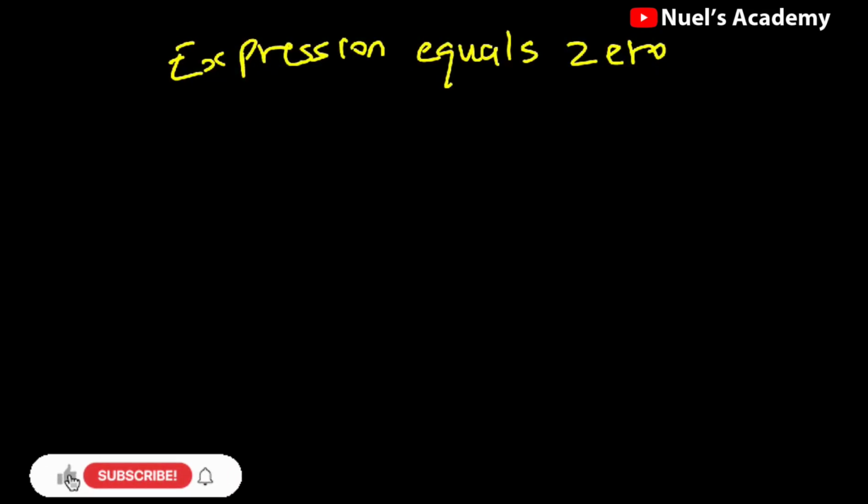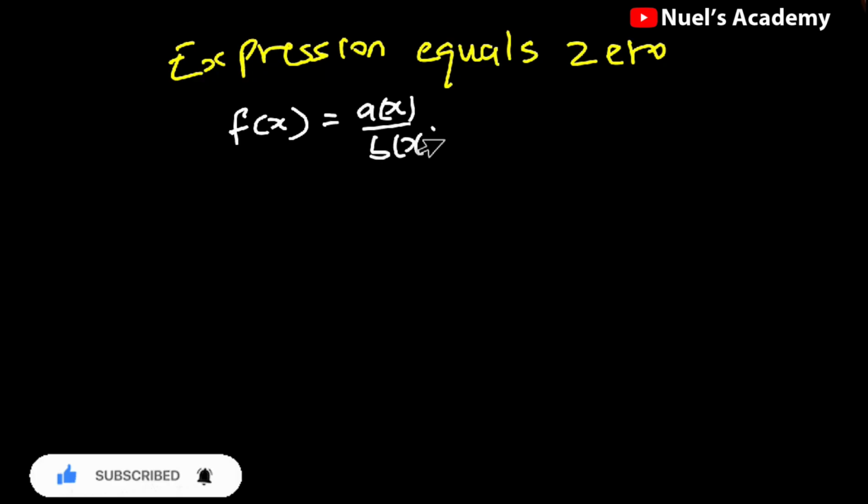In this lesson, we're going to be learning how to make expressions equal to 0. If you're given f of x equals a of x over b of x, to make this expression equal to 0, you impose the following condition. You equate the numerator, which is a of x, to 0, and then find the value of x. So this value of x will be what will make this expression equal to 0.